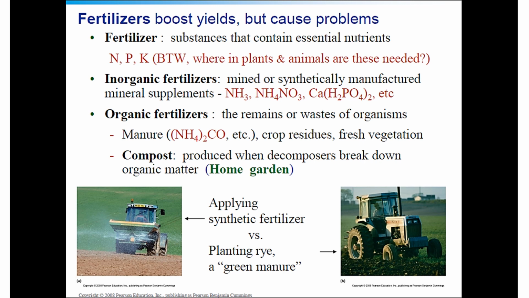All right. So we also have organic fertilizer. So it makes use of the remains of waste organisms. So we have manure, we have crop residues, and fresh vegetation. We also make use of compost. So it is produced when decomposers break down organic matter.